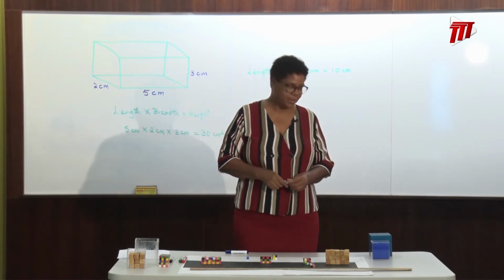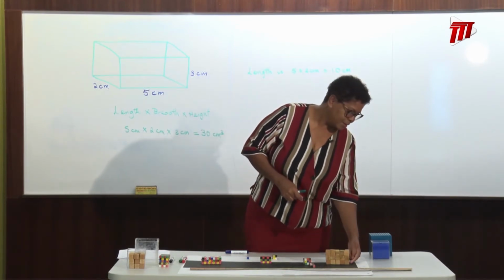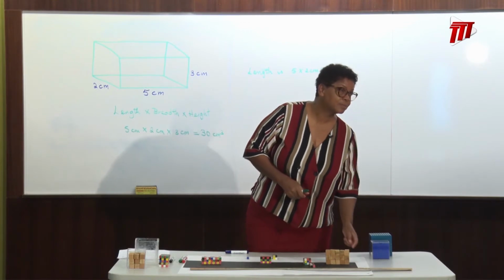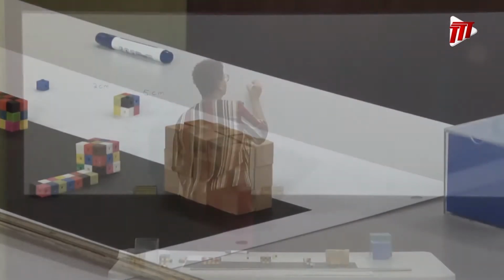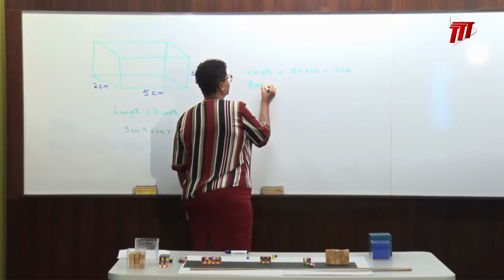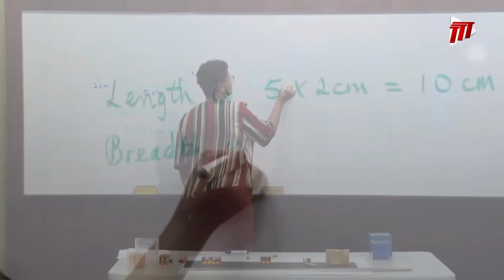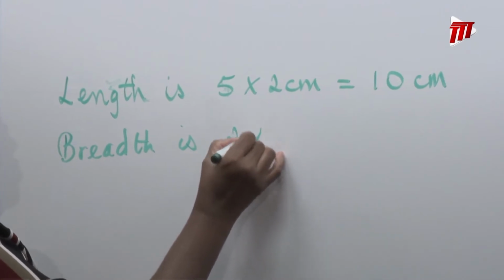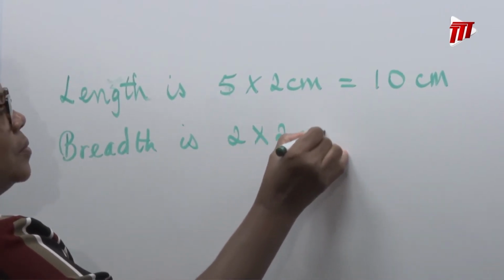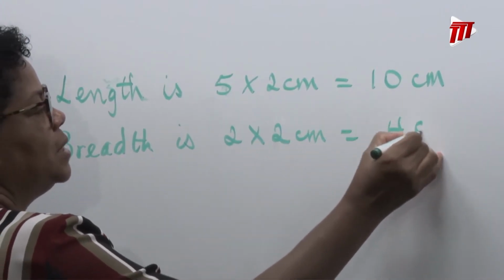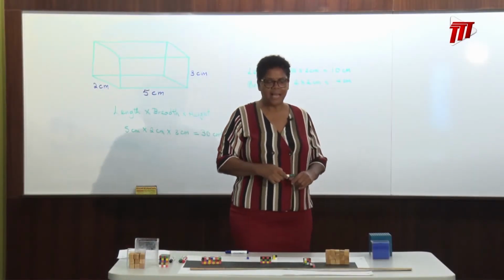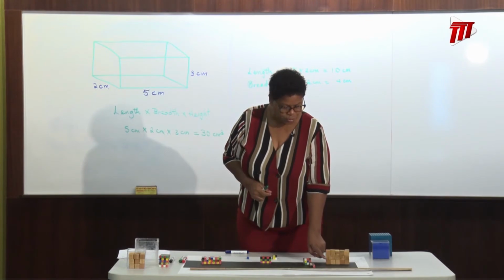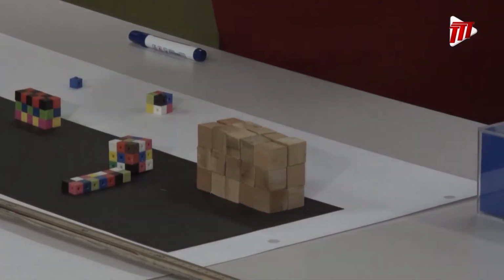Let's look at the breadth. The breadth is 2 cubes. So the breadth is 2 multiplied by 2, 4 centimeters. The height, 1, 2, 3, 3 cubes.